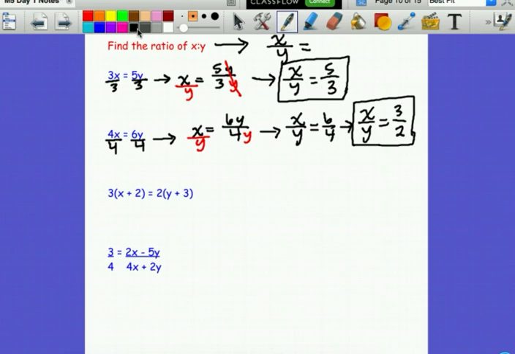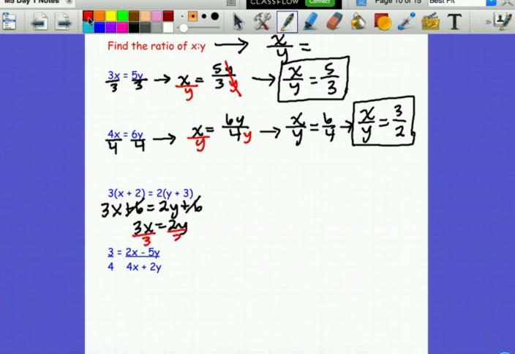For questions like the following, we just want to set them up where we distribute or cross multiply and get it in that x over y format at the end. So this would be 3x plus 6 equals 2y plus 6. My 6's are going to cancel out, which they should, right? If we're going to create a ratio of x to y, we can't have those extra numbers. So those are going to go away. And then I've got 3x equals 2y. My process is going to look very similar to before.